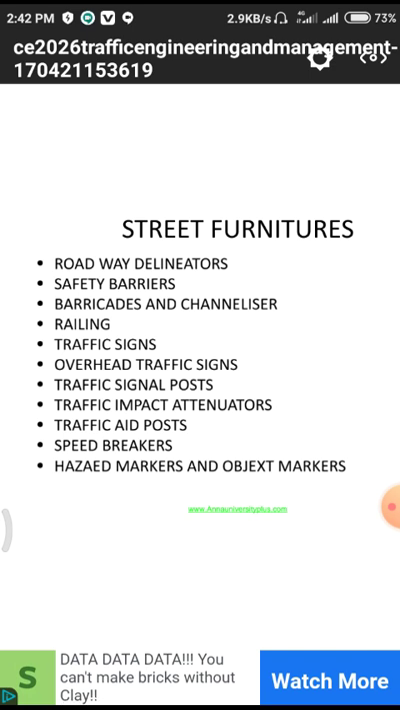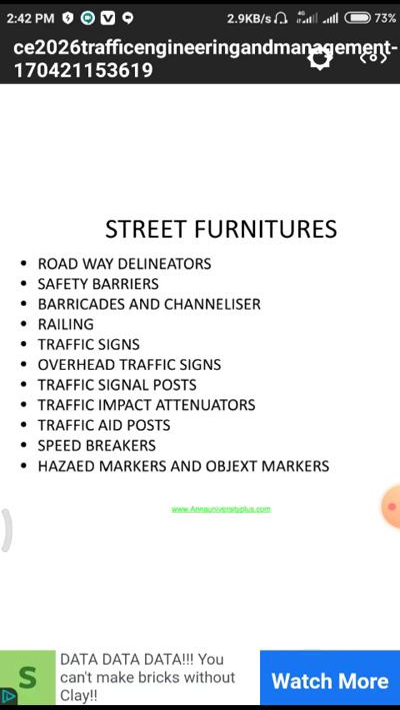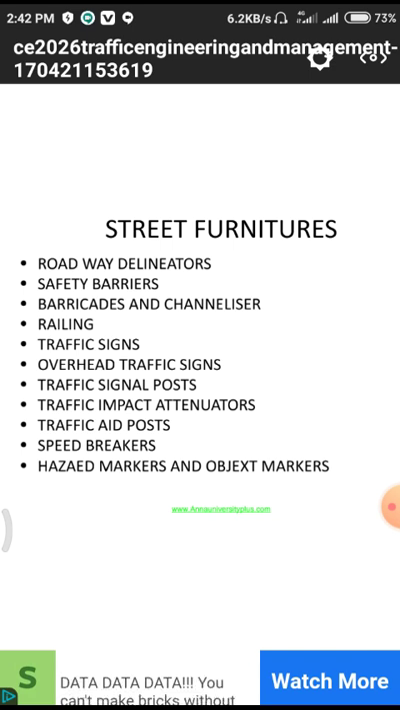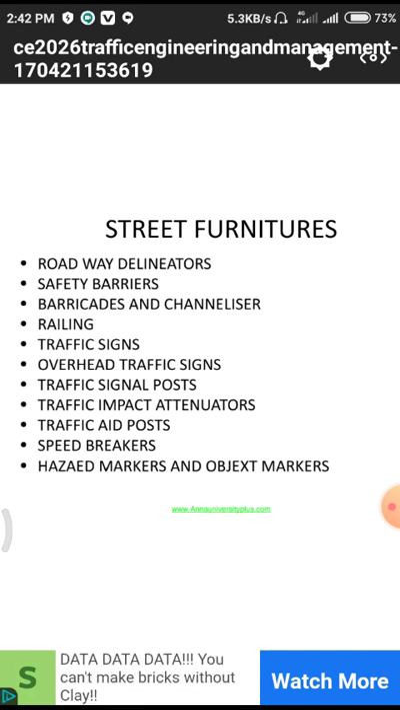First of all we have roadway delineators. A roadway delineator is in the middle of the road: if there are two lines, one line is for going and one line is for coming. To differentiate those two lines we use the roadway delineator. That means they are simply separators for going vehicles and coming vehicles. Next, safety barriers also. Next, barricades and channelizers.